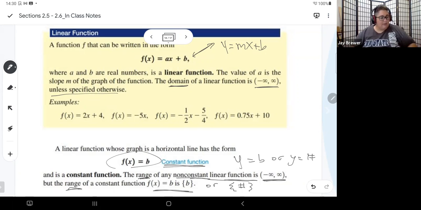So you can pause the video, you can take your notes from that, however you want to take it. That's what it looks like there.